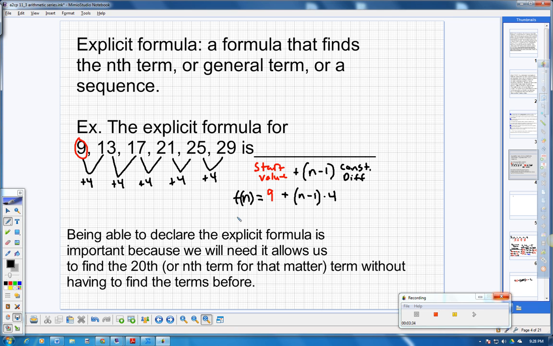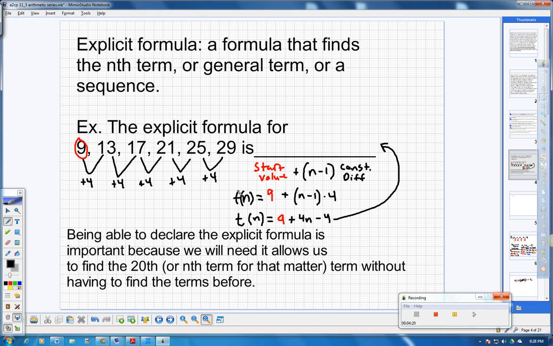So the linear form of this function, if we distribute that 4 through, is going to be t of n set equal to 9 plus 4n minus 4. And you're going to see some like terms there. 9 plus 4n minus 4. Well, what are the like terms? Like terms are the constants. So we take 9 minus 4, and we can rewrite that.